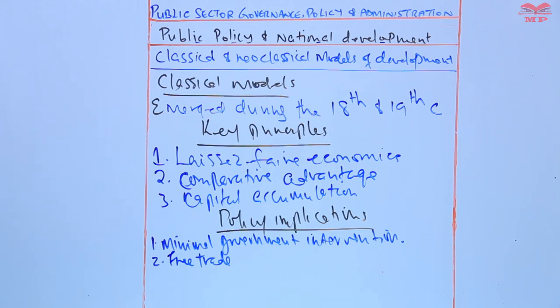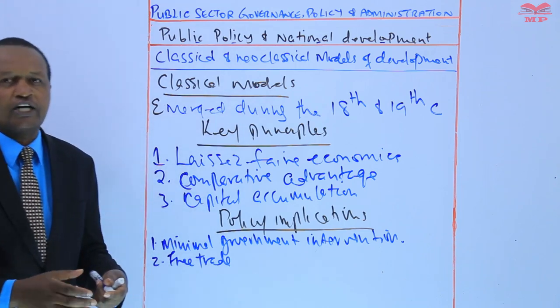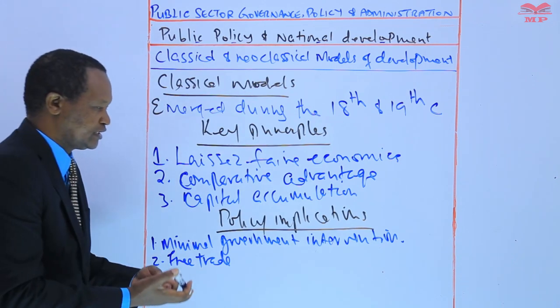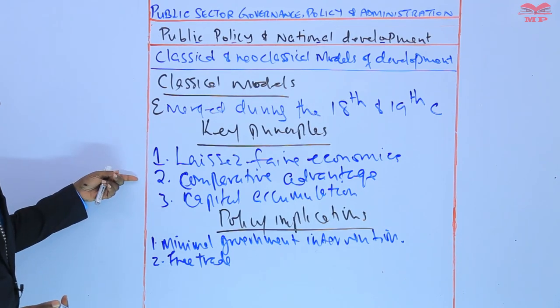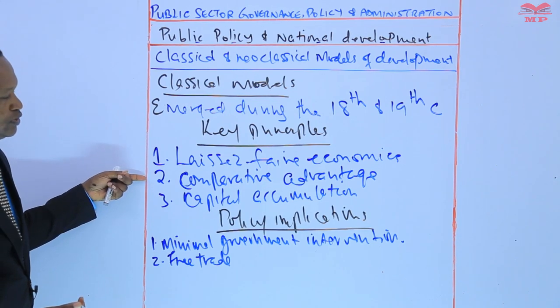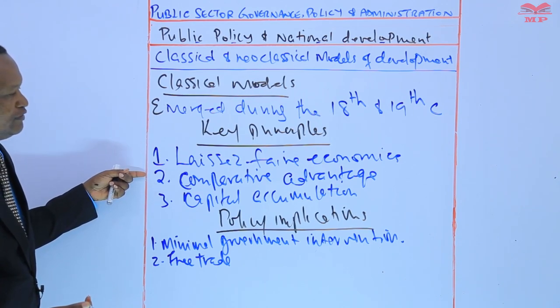The model promoted free trade policies. It advocated for free trade policies, arguing that reducing trade barriers would allow countries to specialize according to their comparative advantage and benefit from international trade. And that is because of the comparative advantage. Remember, we said that countries should specialize in production of goods that they can produce efficiently.